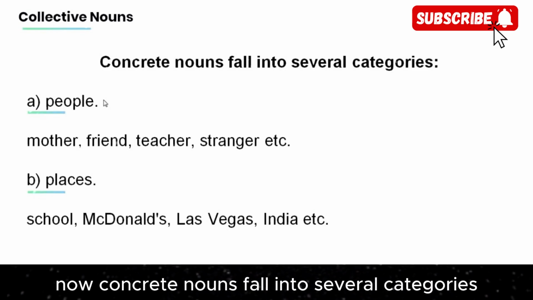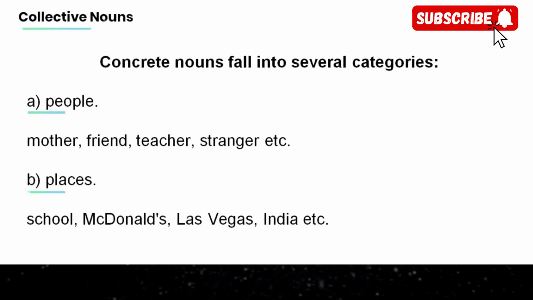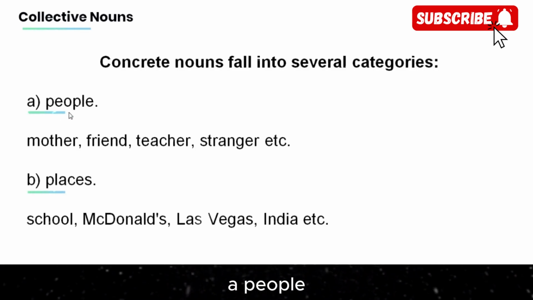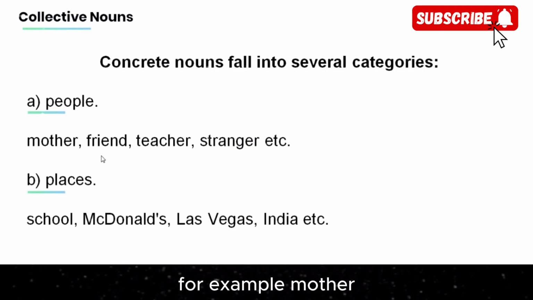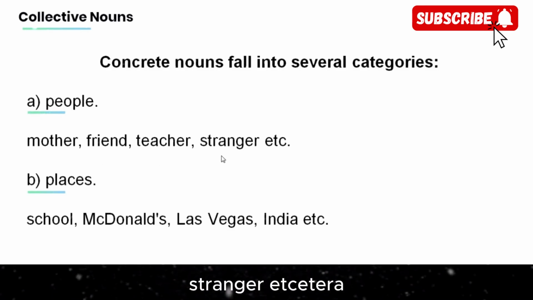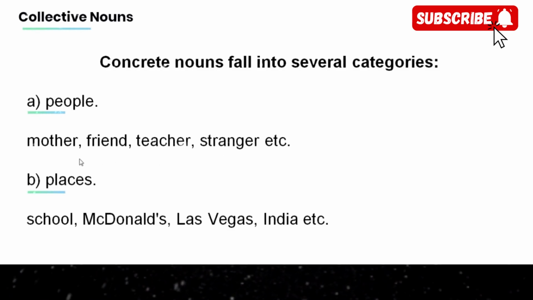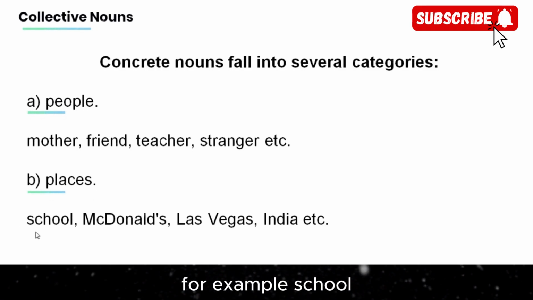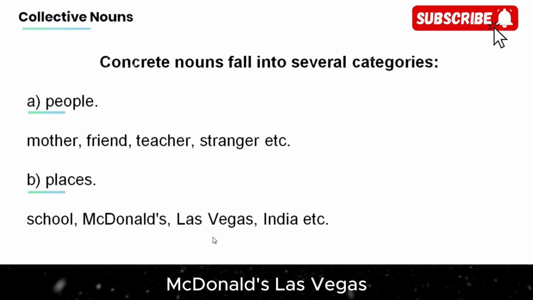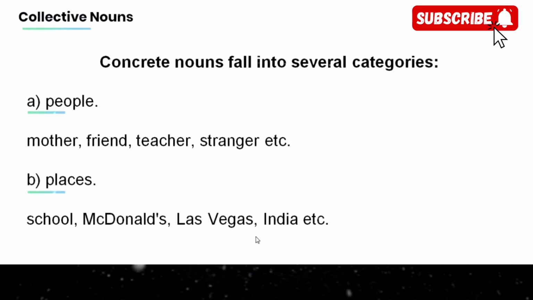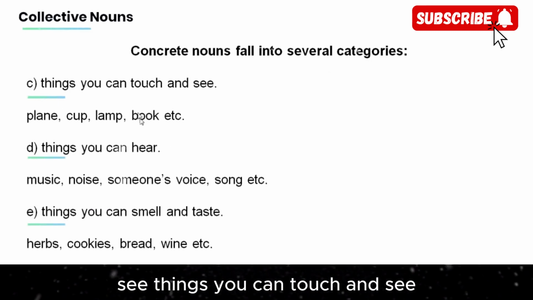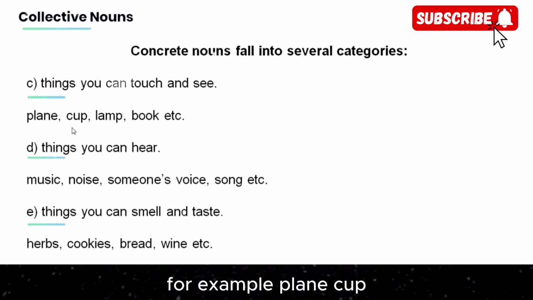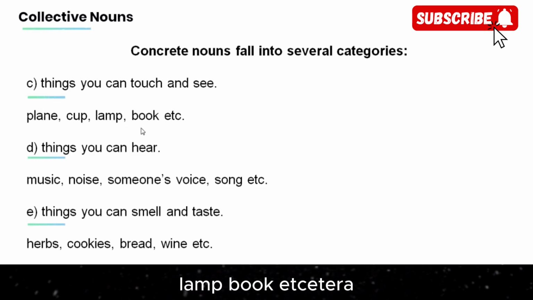Now, concrete nouns fall into several categories. Let's have a look at those categories. A. People. For example, mother, friend, teacher, stranger, etc. B. Places. For example, school, McDonald's, Las Vegas, India, etc. C. Things you can touch and see. For example, plane, cup, lamp, book, etc.